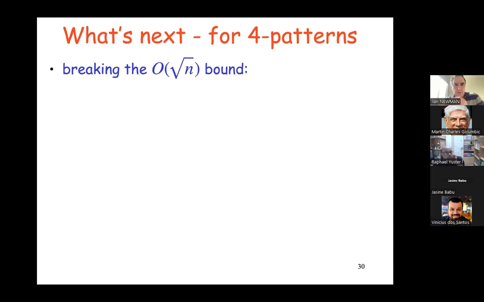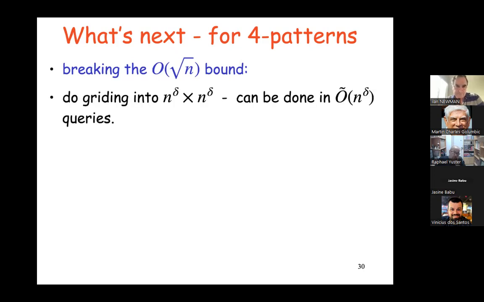And how do I go beyond the square root of n bound, which seemed maybe possibly essential here, but it's not? The reason it's not is that instead of gridding the initial box into square root of n times square root of n boxes, I will grid it into n to the delta times n to the delta boxes. Namely, much larger boxes, but few of them.